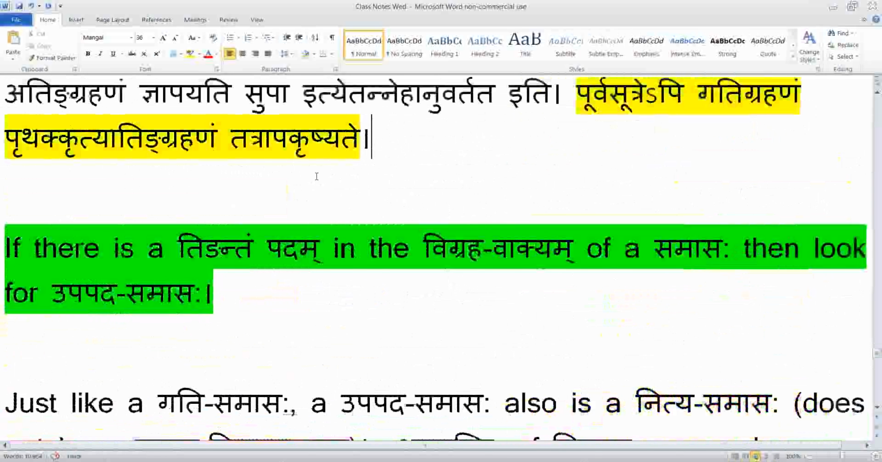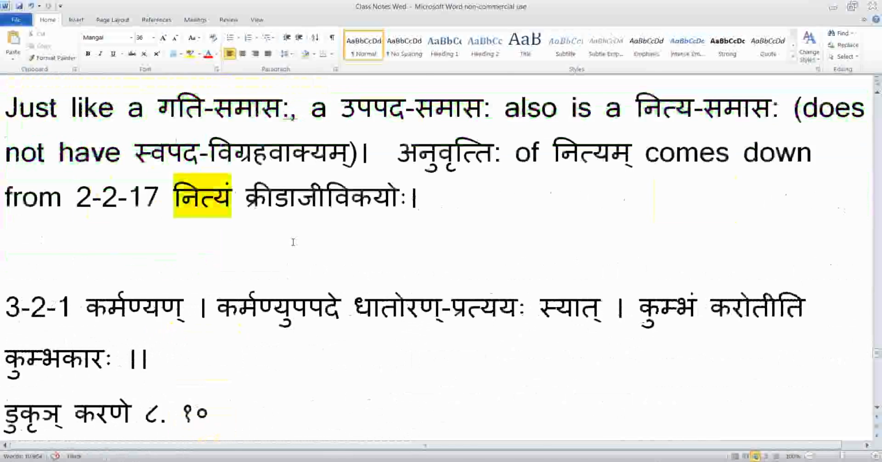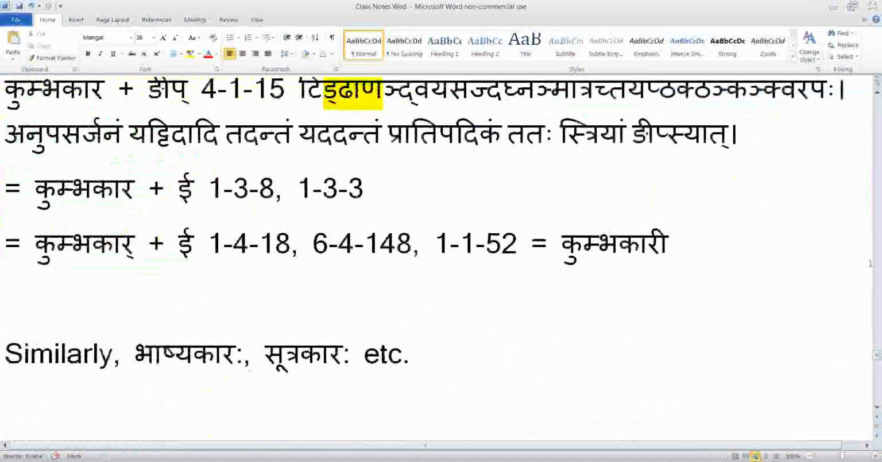Okay, one more thing I think I just put in the document here. The tingantam padam in the vigraha vakyam of a compound is also another indication of how to catch the upapada samasa very quickly. If you have a tingantam padam in the vigraha vakyam, then that's an indication that you probably have upapada samasa. Okay, let me go down to today's lesson.